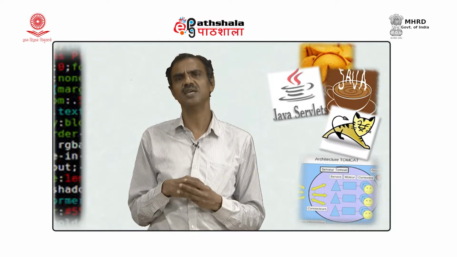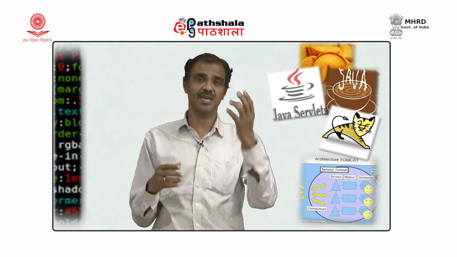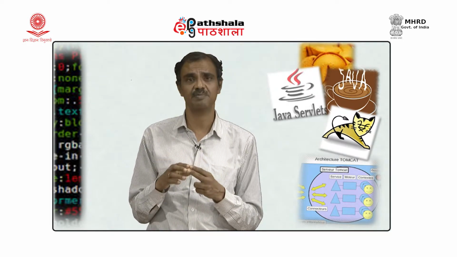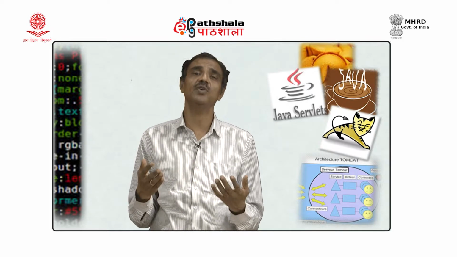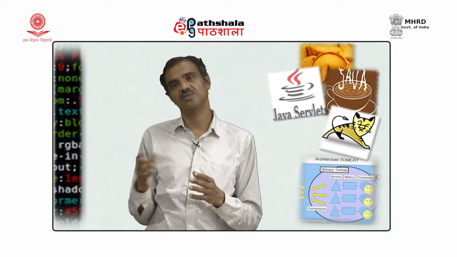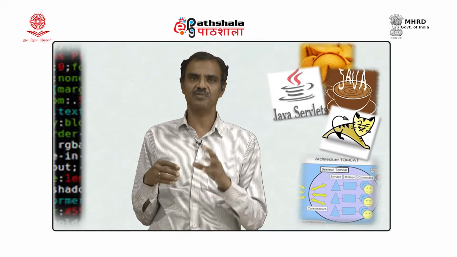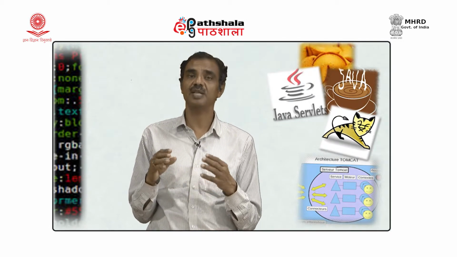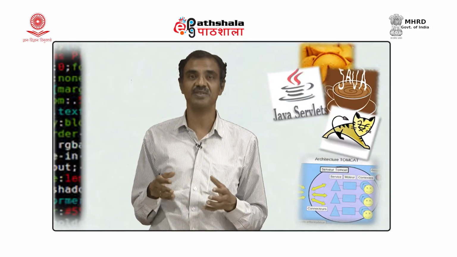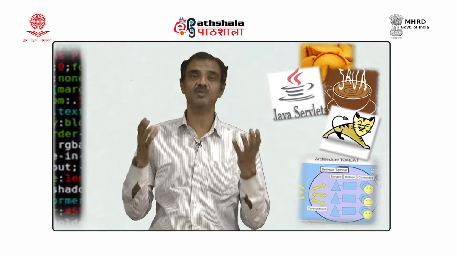ResourceBundle is an abstract class, and how do we indicate the keys which are there? For that, this abstract class ResourceBundle has two abstract methods which a developer needs to override and then indicate what the keys are and how the mapping is done, for which key what is the corresponding object we have. So, we have two abstract methods here. One method is getKeys, and that returns an Enumeration of String. getKeys would return an Enumeration of String, indicating what all the different IDs are. Keys are nothing but the IDs of the different objects which we have identified.